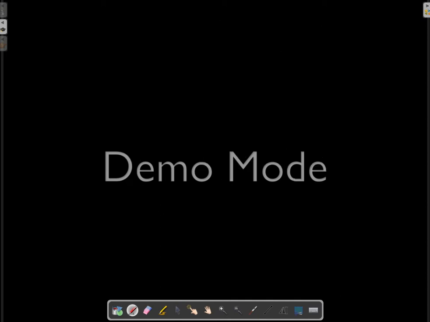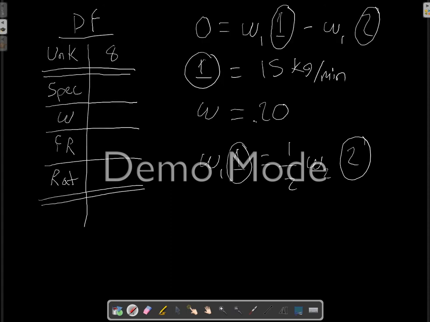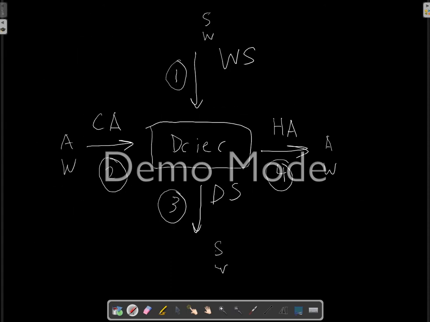So for fun, let's make things a little bit harder and take a look at a problem with steam, such as a dryer, such as that one we just looked at. How do we do our variables and equations here? So let's take our overall guy right there. So how do we do these equations?